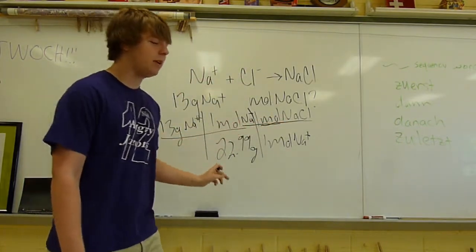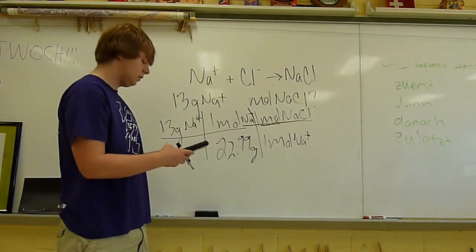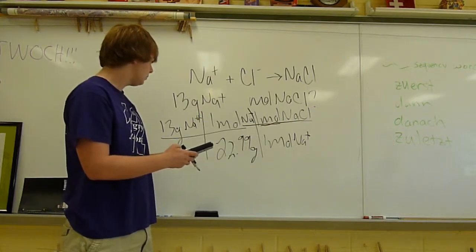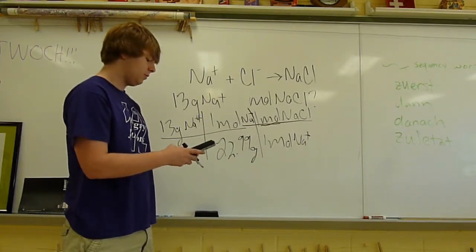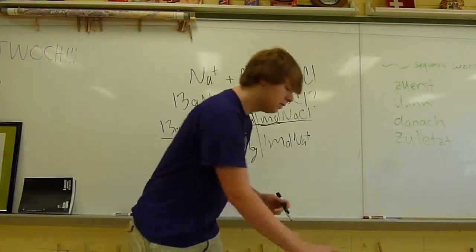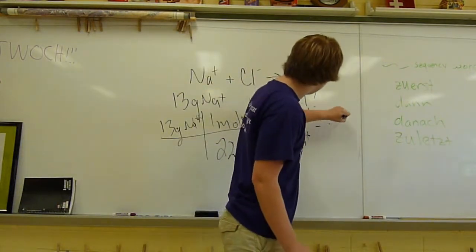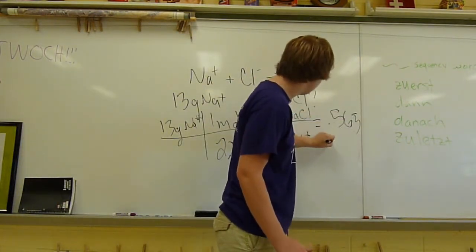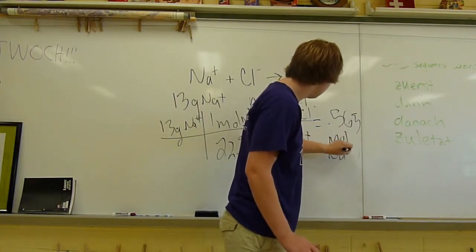Multiply the top and then divide by the bottom. 13 divided by 22.99 equals 0.565 moles NaCl.